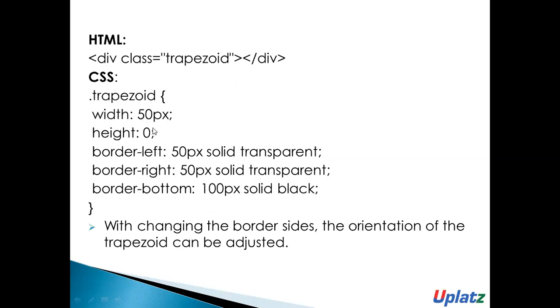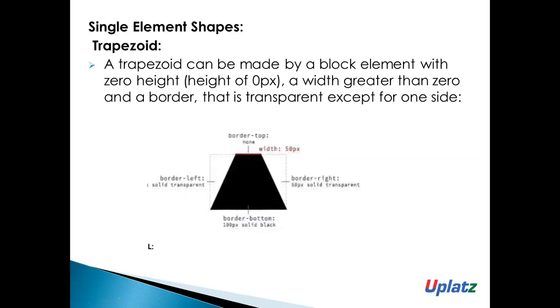That is everything I have made for this trapezoid class. I'm just making width, height, border left, right and bottom 50px solid transparent. You can also change the background color so the orientation can get adjusted. So this is a basic thing.